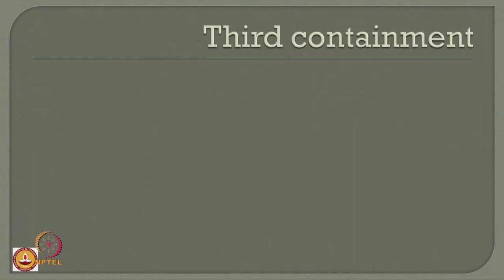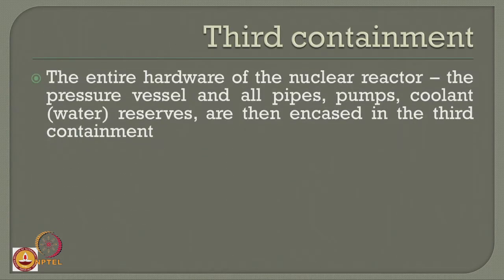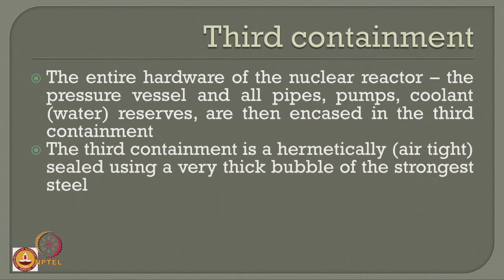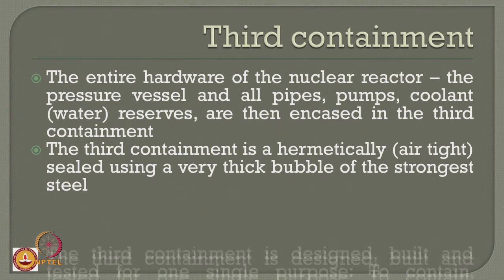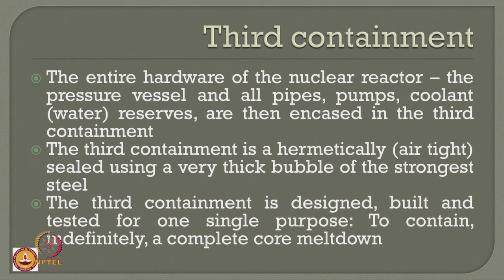The third containment, that is the third layer of cover. This entire hardware of the nuclear reactor, the pressure vessel, all the pipes, pumps, and coolant, essentially water, are then encased in the third containment. The third containment is generally airtight, sealed using a very thick bubble of the strongest possible steel. The third containment is therefore designed, built and tested with one unique purpose and objective: to contain indefinitely a completely melted down core of uranium oxide pellets.